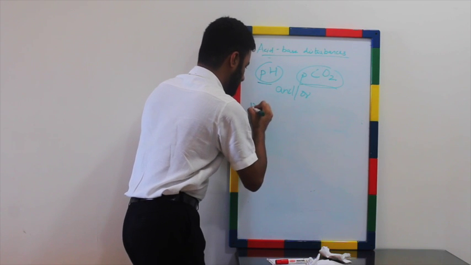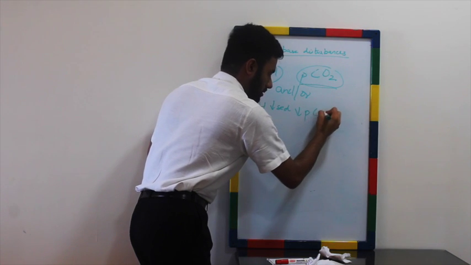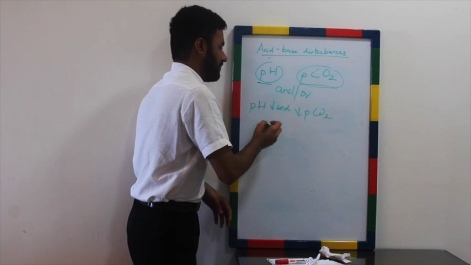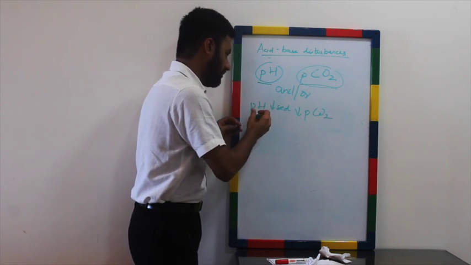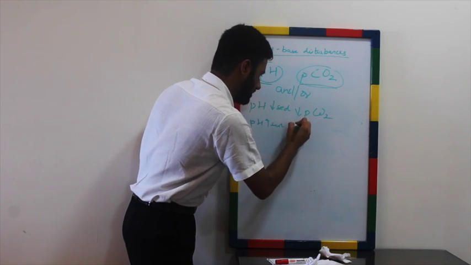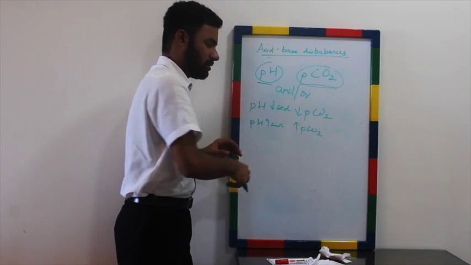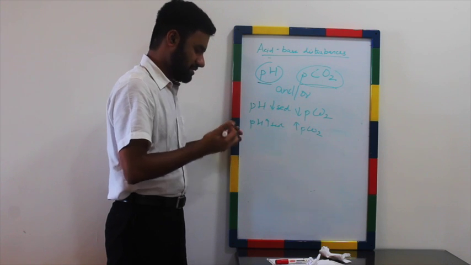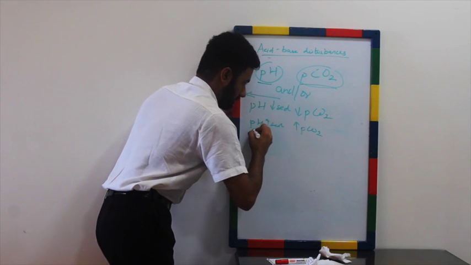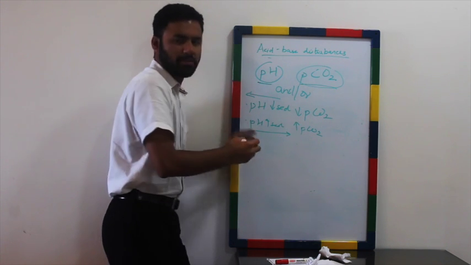So if you have a decreased pH and a decreased PCO2, the primary acid-base disturbance is a metabolic acidosis. And if you have an increased pH and an increased PCO2, the primary acid-base disturbance is a metabolic alkalosis. So what it means is, if the pH and the PCO2 change in the same direction, there is a primary metabolic disorder.